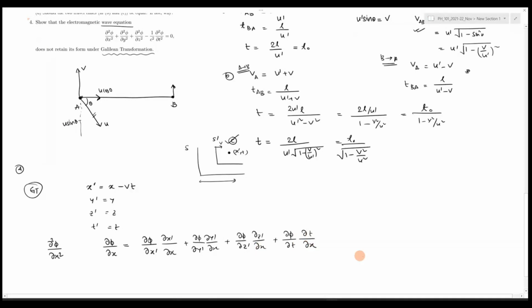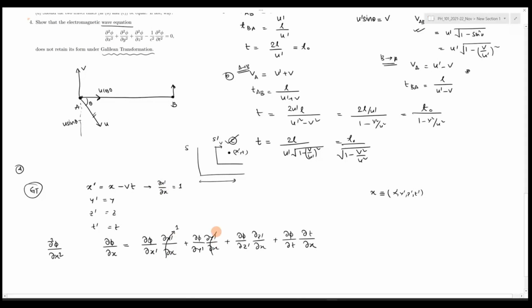Everyone agrees here? We do not know if our phi is a function of x, y, z, t. If we assume that our phi is actually a function of x prime, y prime, z prime, and t prime. Now we know that actually it's not correct. Our x prime is only a function of x and t. So dx prime by dx, if we see from here, is equal to 1. So this part is 1.